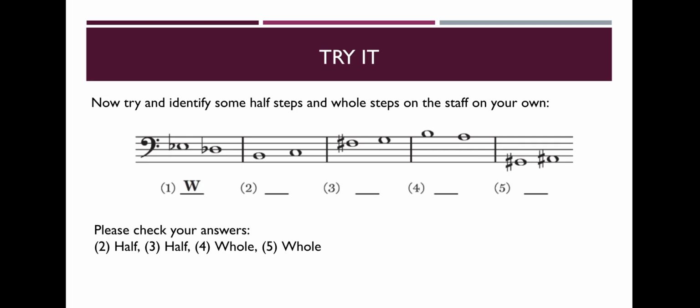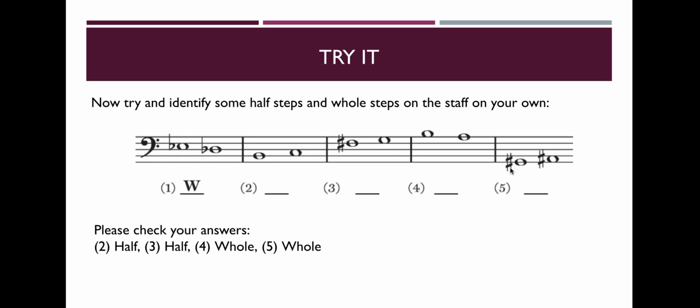Number 2 is a half step. Now this is B to C, so that would be that exception of just because they don't have accidentals doesn't mean it's automatically a whole step. Here I've got F sharp to G, so that is a half step. B to A, no accidentals, so we've got a whole step. Number 5 is G sharp to A sharp. If it was just G to A, it would be a whole step, so G sharp to A sharp is also a whole step.